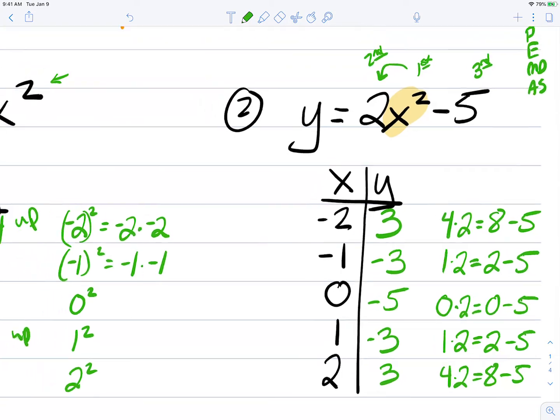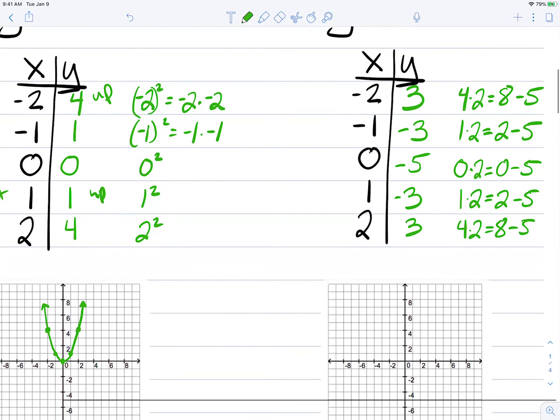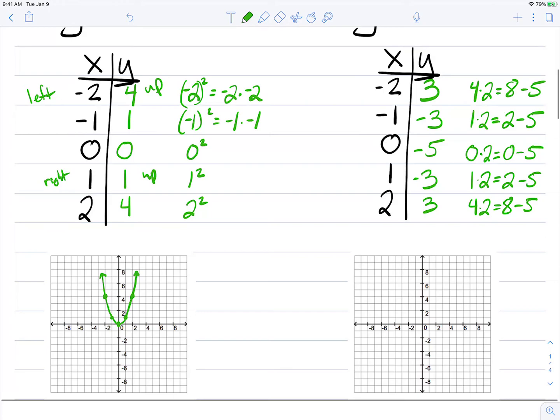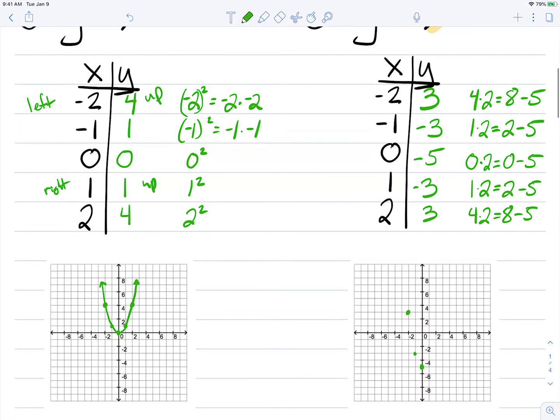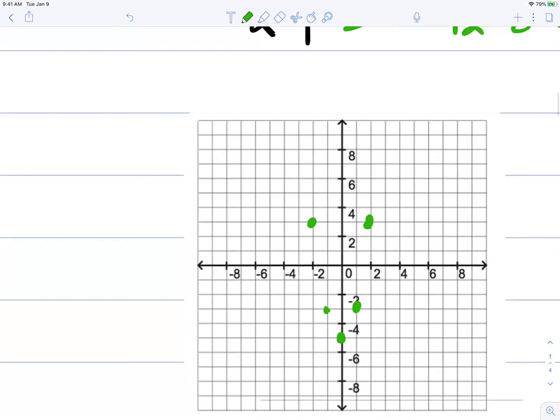So if I now graph that, I'm going to go -2, comma 3, which means left 2, up 3. -1, -3, which means left 1, down 3. And 0, -5, which means left or right 0, down 5. And the other half, 1, -3, and 2, 3. So if I zoom in, this is a very skinny U. Kind of goes like this. Looks almost more like a V, but it actually is a U. So there's the graph of that quadratic there.